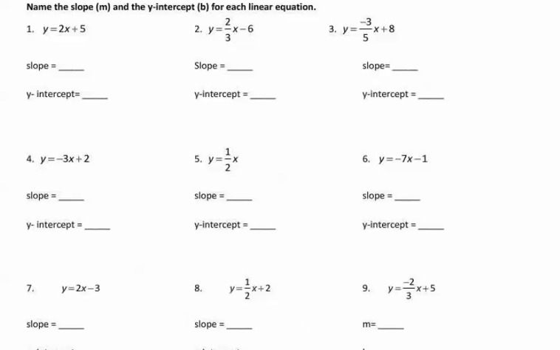Let's try a couple other examples. Y equals 2x plus 5. Remember, if y equals mx plus b, m is your slope, b is your y-intercept. So the coefficient of the x here is 2, so my slope is 2. My constant is 5, so my y-intercept is going to be 0, 5.